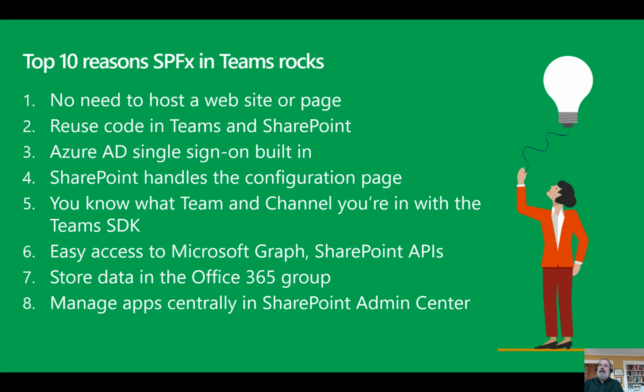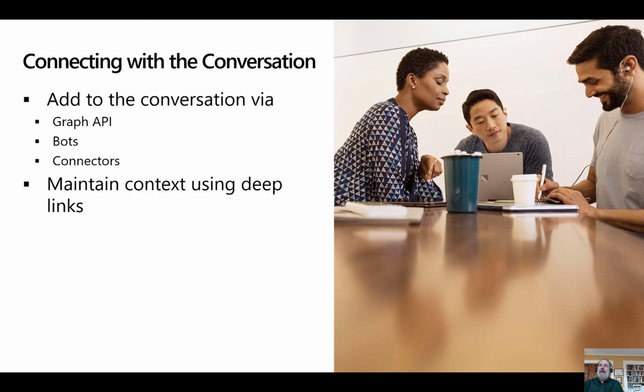So the next thing I want to talk about is connecting with the conversation. One of the great things about Microsoft Teams is that you can work in context, and you have the ability to collaborate and have a conversation at the same time as you're doing other work with your team. A classic example might be editing a document. Having a conversation about the document while you're co-authoring is a really powerful experience. Well, suppose I want to do that inside of my custom application. There are a few different ways that I can get data into, or basically postings into, the conversation.